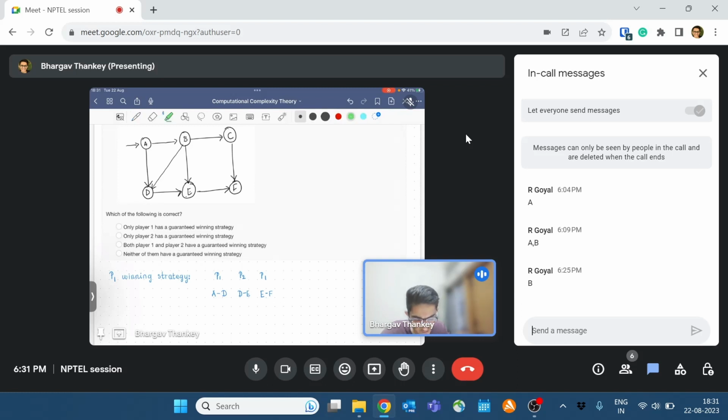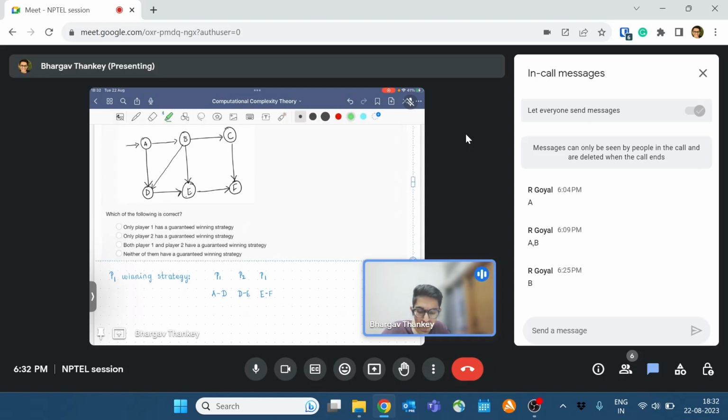So all that shows is that player one has a guaranteed winning strategy, right? The first option is that only player one has a winning strategy, but all we have shown is that player one has a winning strategy. What about player two? How do you show that player two does not have a winning strategy?